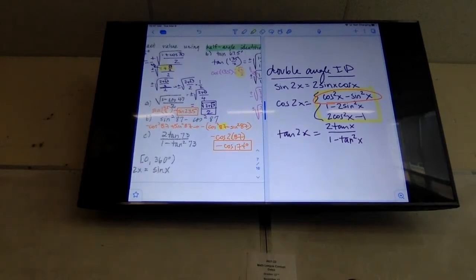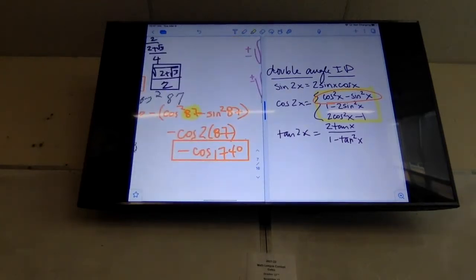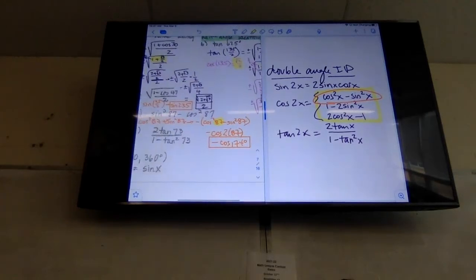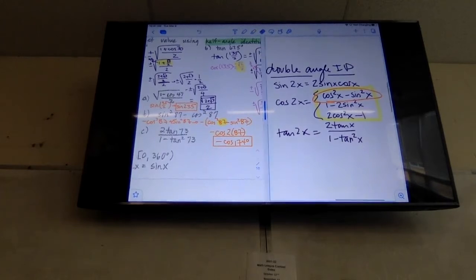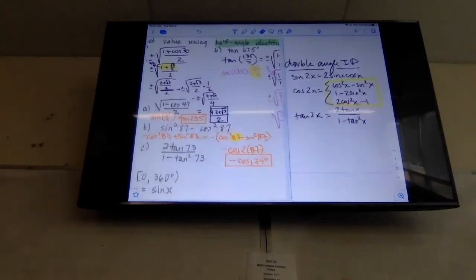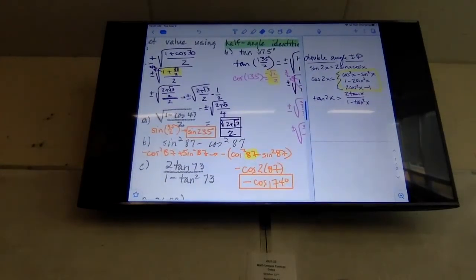Is that better? I never know if we want to see more or if we want to see bigger. So.